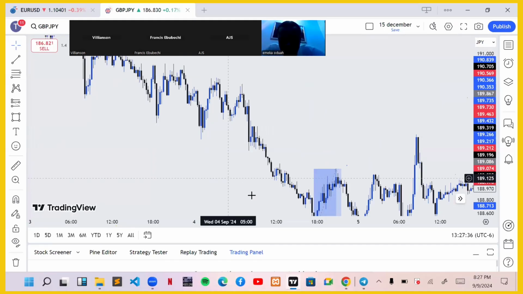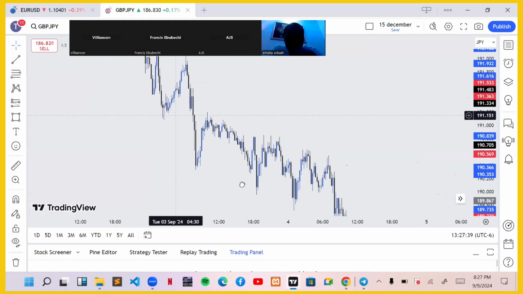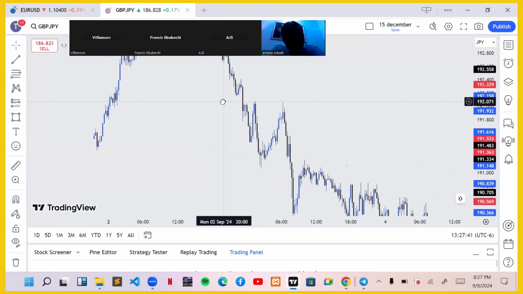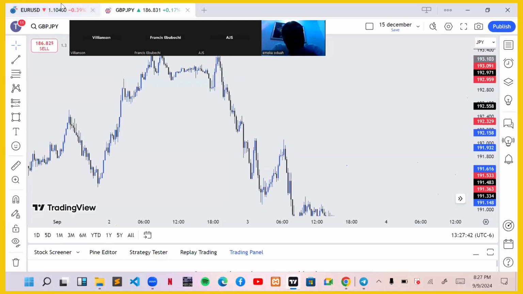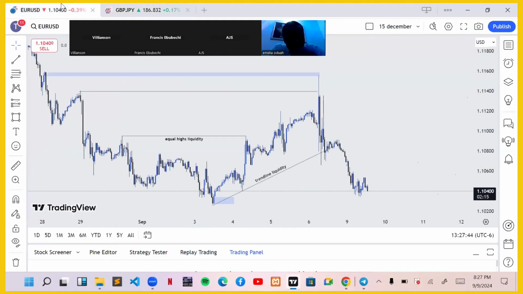So I want to give you a proper example using another chart. For a bearish trend, please, let me think. Let me see if I can find the trend for a breaker.